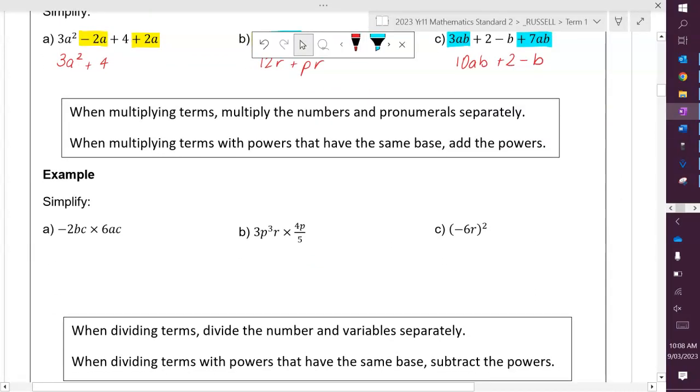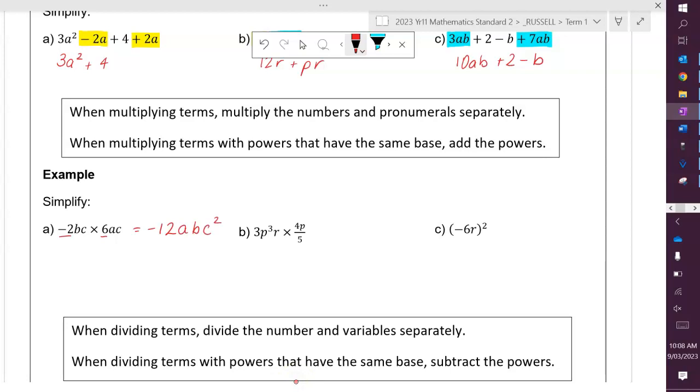Now when we multiply terms, we multiply the numbers and pronumerals separately, and with our powers, if they are the same base, so if they're both x, both a, then it means we add our powers together. So I'm going to multiply these two numbers together. Negative 2 times 6 is negative 12. And then when I write my letters, I usually like to write them in alphabetical order. So I have a, b, and then I have 2 c's, so that becomes c squared.